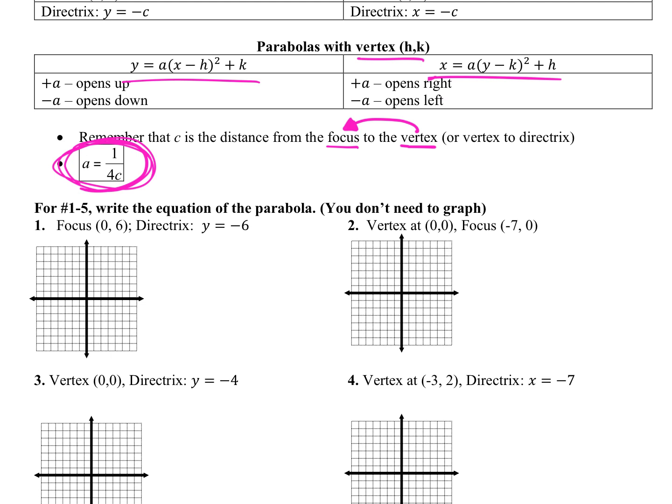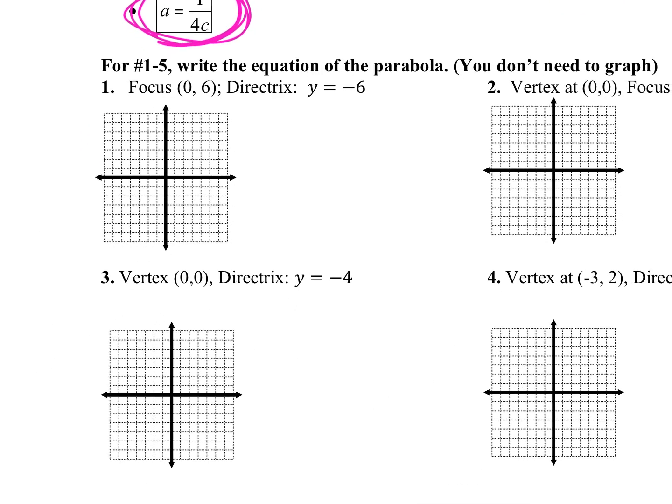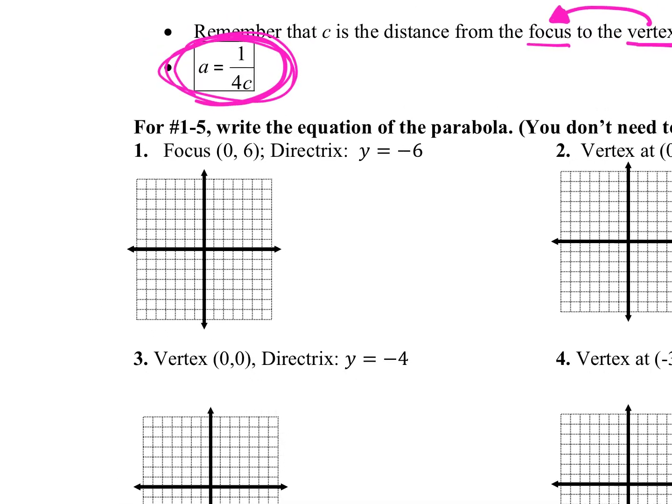Okay? Again, you don't need to graph these. So if you're not the type that graphs, it's okay. Don't worry about the graph. But I'm going to graph. Okay, so write the equation of the parabola.